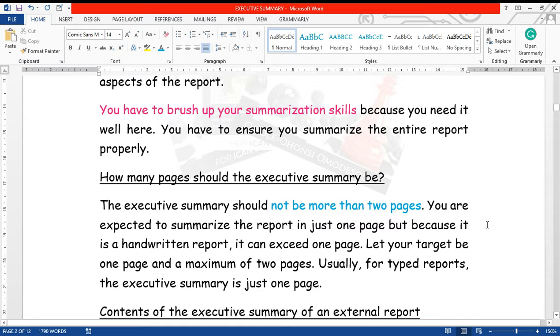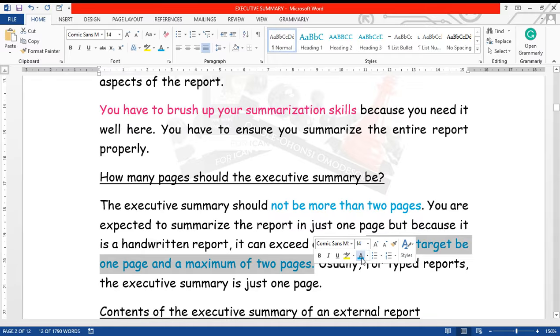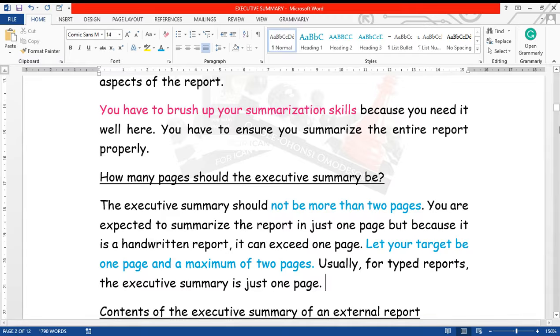You are expected to summarize the report in just 1 page. Sometimes an executive summary is actually 1 page, but because it's a handwritten report, it can exceed 1 page. Like people like me that have big handwriting, 5 words, one line. But you can't do that here. You have to ensure that you manage your space properly. So you should not exceed 2 pages at most. Let your target be 1 page, but a maximum of 2 pages. You understand? A maximum of 2 pages.